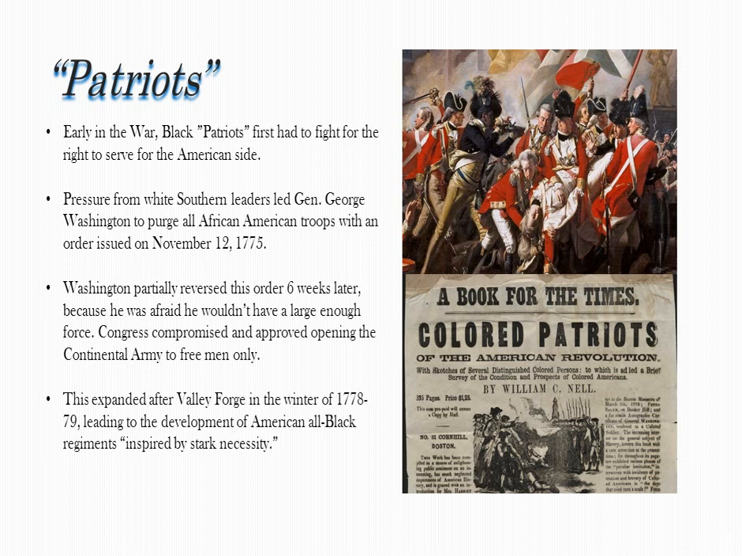Those who fought for the American side during the Revolutionary War, as we well know, are called patriots. Early in the war, Black patriots first had to fight for the right to serve for the American side. After an initial experiment of serving in the Continental Army, pressure from white Southern leaders led General Washington to purge all African American troops with an order issued on November 12, 1775. About 6 weeks later, he partially reversed this decision. This was because he was afraid he wouldn't have a large enough force to fight. Congress compromised and approved opening the army to free men of color only. This expanded after Valley Forge in the winter of 1778 to 79, leading to the development of American all-black regiments, which were inspired by stark necessity.